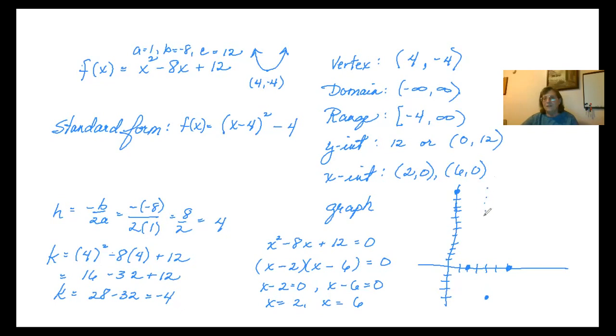I know my axis of symmetry is through here. So I'm going to have another point straight across from here, the same distance from the axis of symmetry. So that's really crooked. It's very hard to write a nice line on this, but that's my graph.